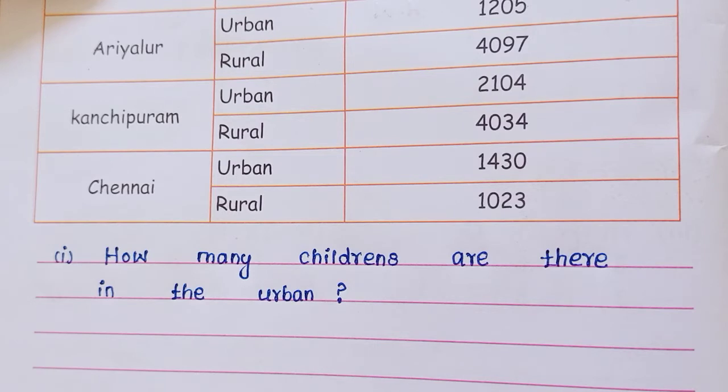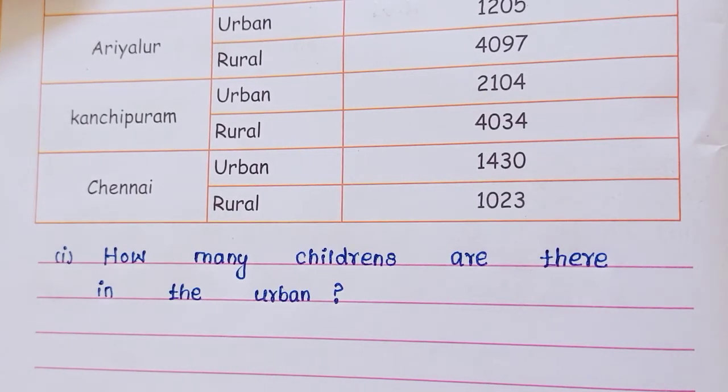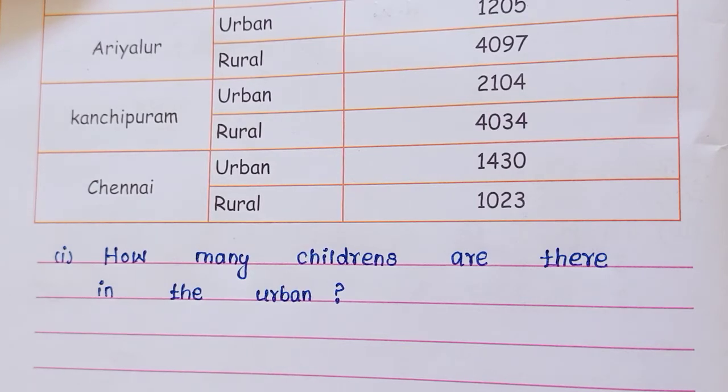They are given one box. Child birth between 2017 and 2018 are given below. District and children: Tiruchi, Ariyallur, Kanchipuram and Chennai. Yes, 4 district names are given, then urban and rural, and the children's details are also given. Now the question is, how many children are there in the urban?